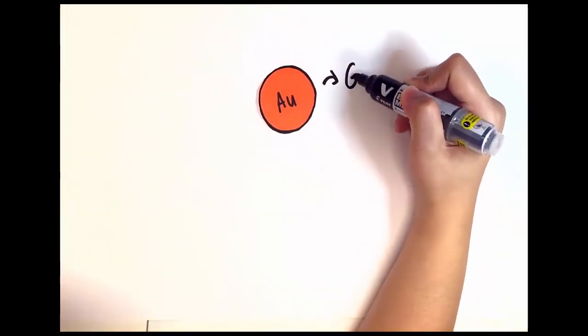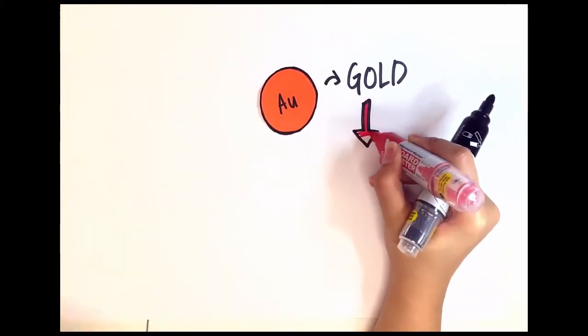Yup, you got that right. Au is the chemical symbol for gold, commonly found in jewelry.